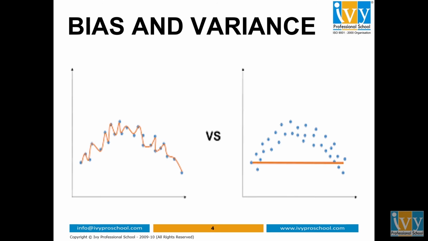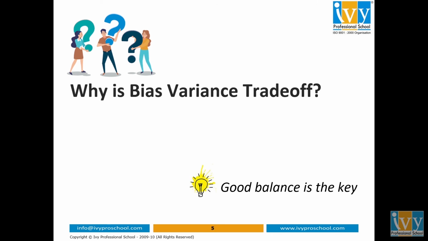So as you can see in this picture, the left diagram is a condition of high variance or overfitting, since it fits the data too much. While the right picture is a condition of high bias, that is underfitting. It is clearly visible that the red line does not fit the data well, while in this case the red line, that is the prediction, fits almost all the data points. Now the question is, why is there a trade-off between these two?